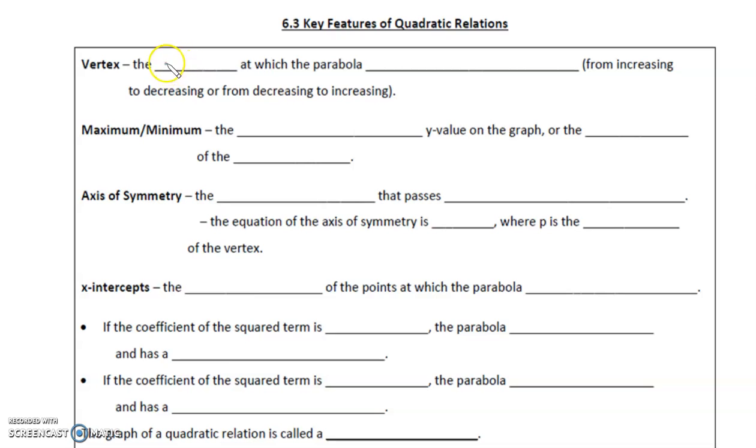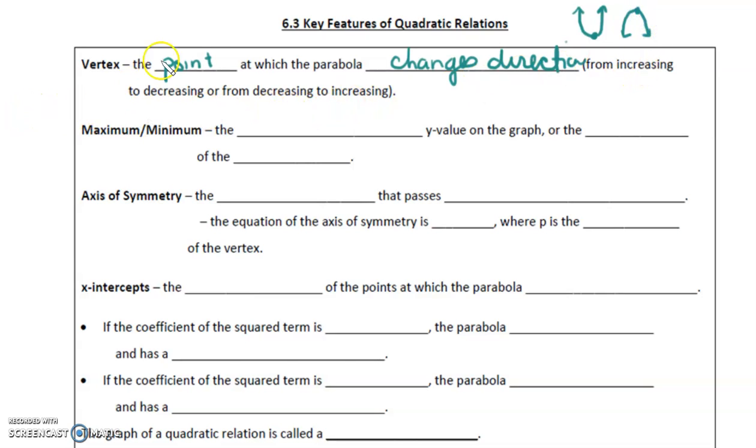So the vertex is the point at which the parabola changes direction. So what this means is that it's either decreasing, boom, hits a vertex and then increases, or is increasing, boom, hits a vertex and then it decreases.